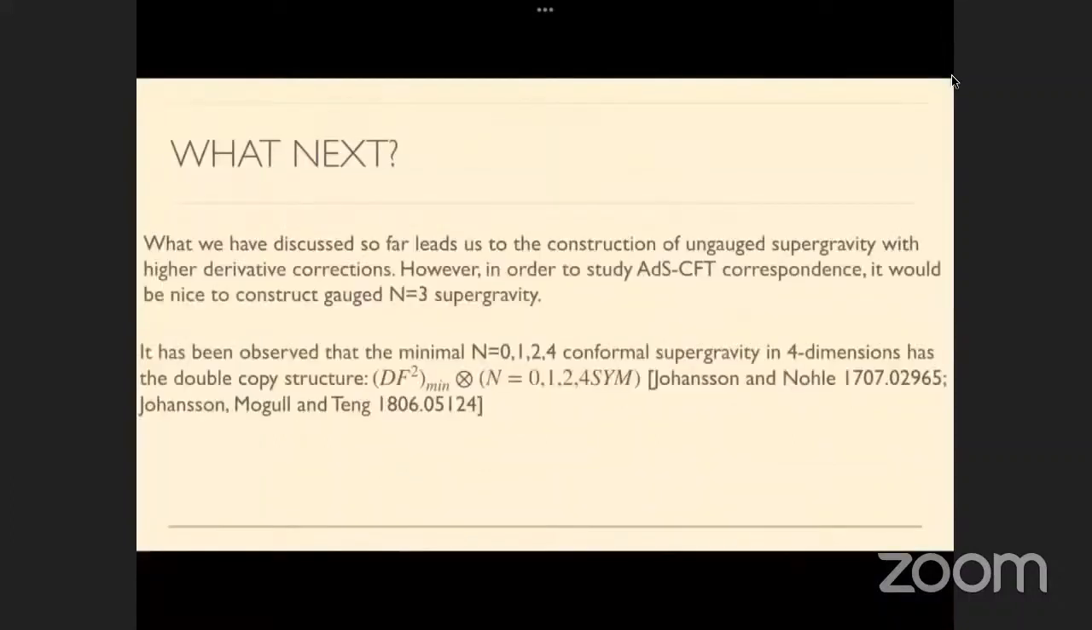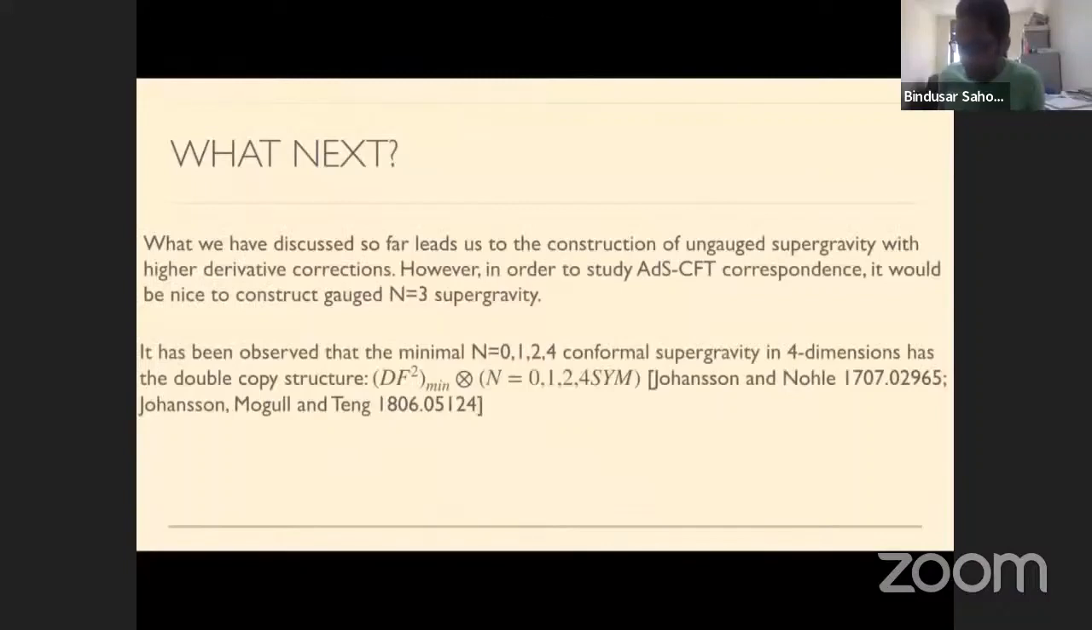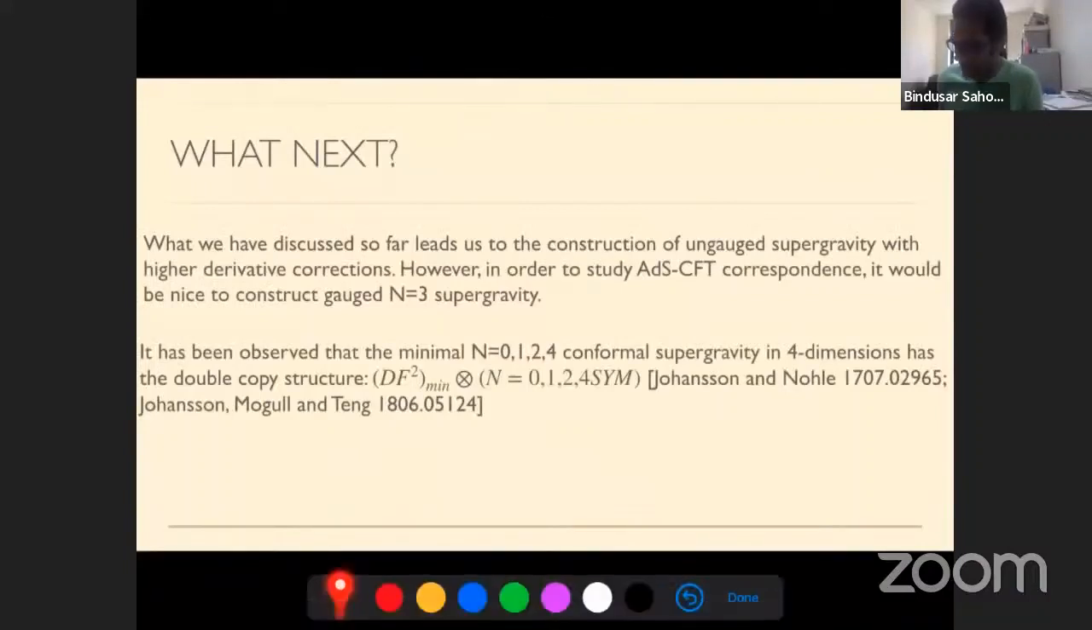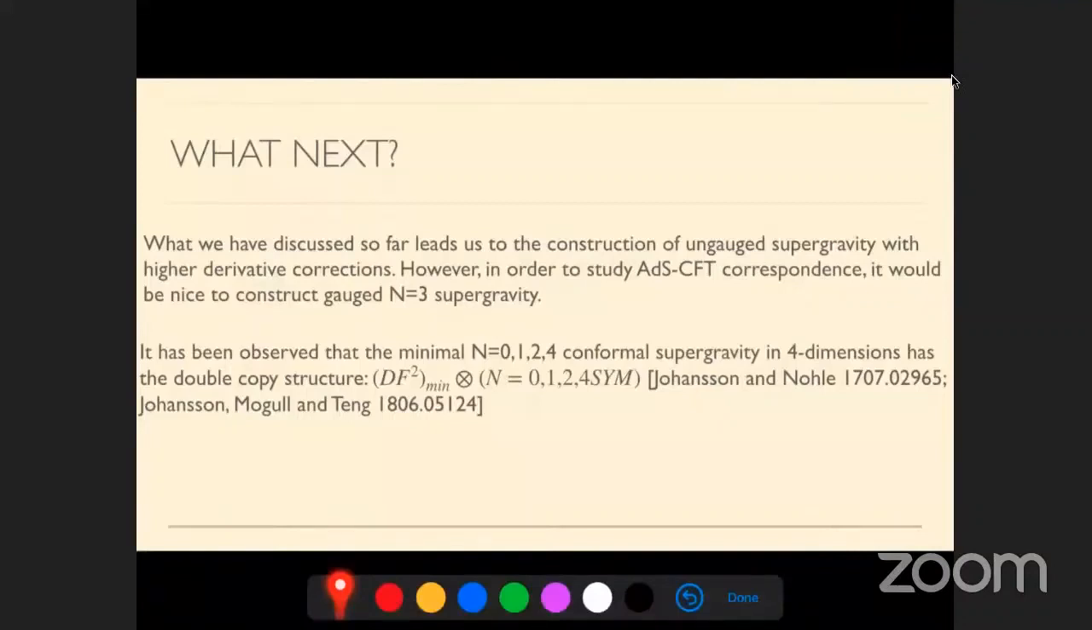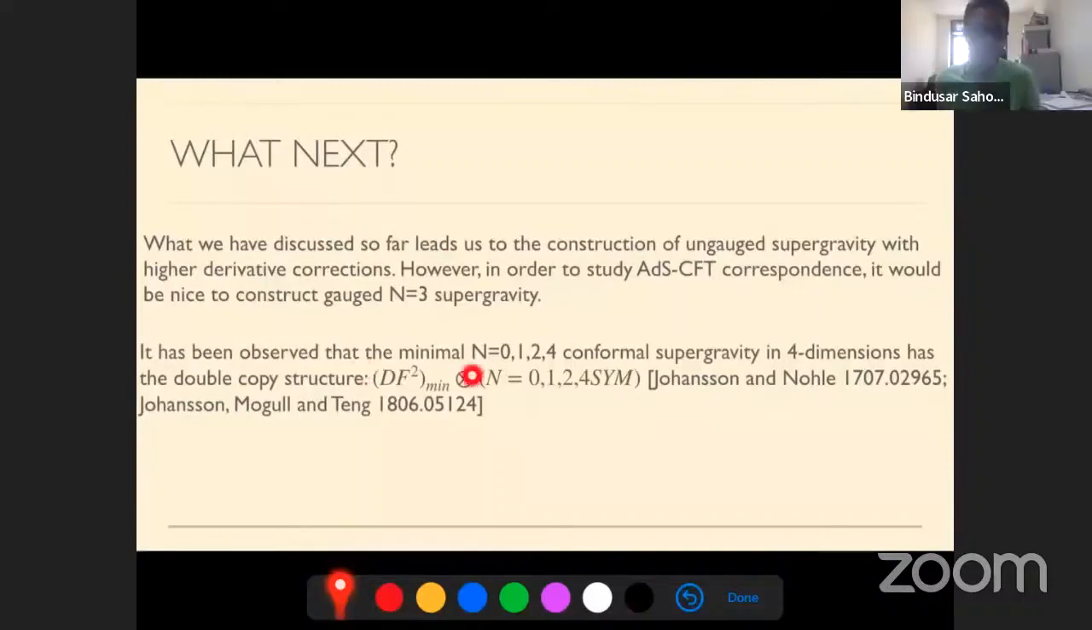So basically, what has been shown for n equal to 0, 1, 2, and 4 conformal supergravity by Johansson and his collaborators is that there is a double copy structure for this n equal to 0, 1, 2, and 4 supergravity. That structure is basically this. One copy of the gauge theory is the so-called DF square min, and the other copy is n equal to 0, 1, 2, 4 super Yang-Mills.